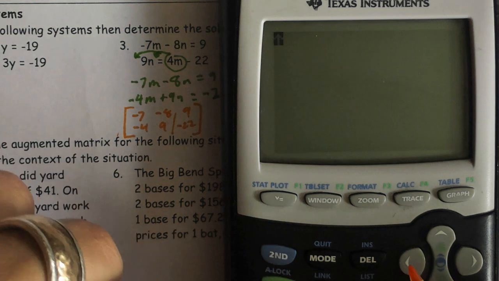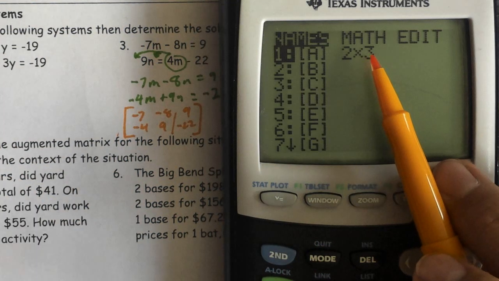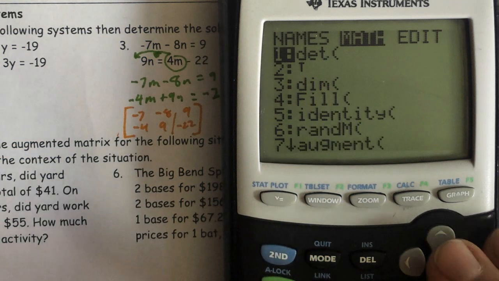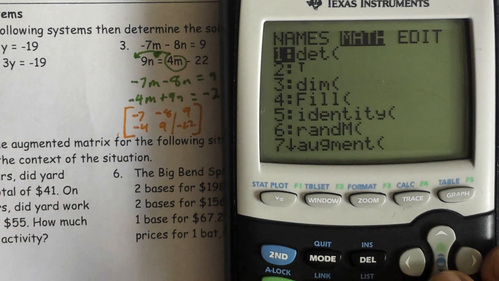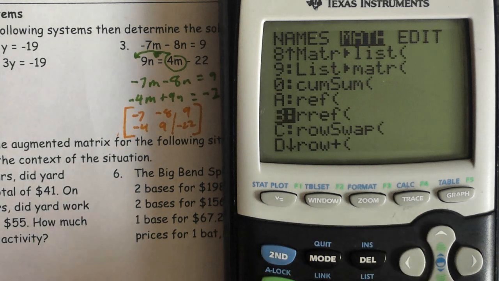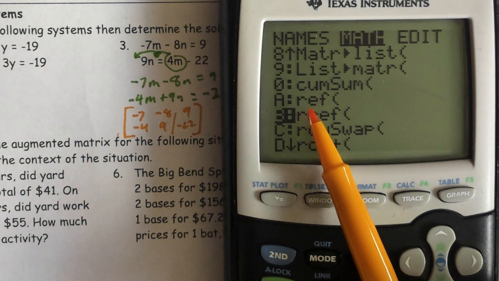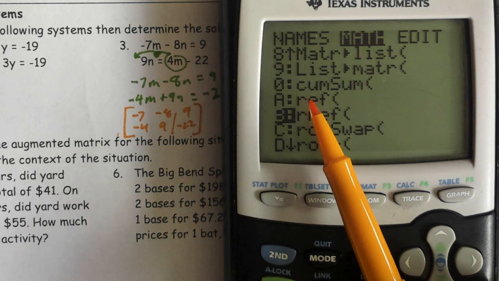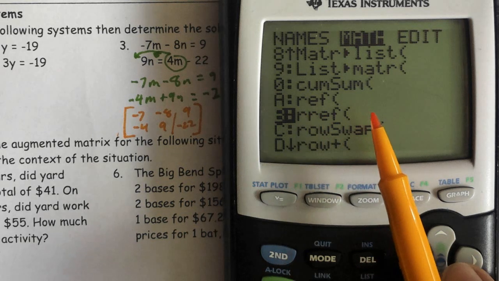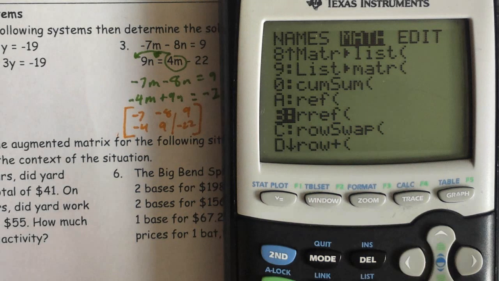Now we go back to matrix for the second time. We need to do math. By the way, there's that 2 by 3 matrix we put in there. Go over to math, and we're going to go all the way down. We're going to go simply to RREF. REF is above it. REF above it is row echelon form. This is reduced row echelon form. It gets you straight to the answer.